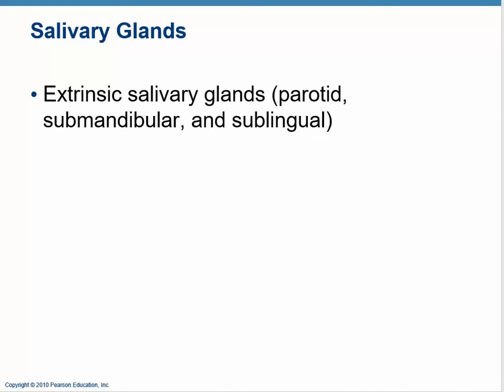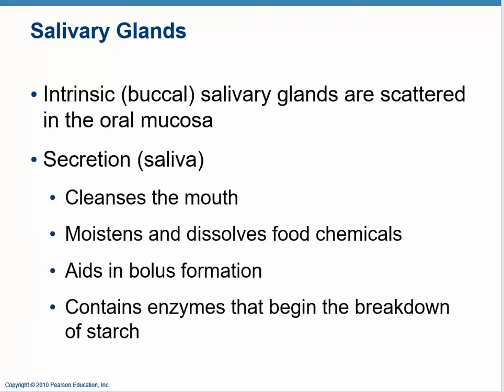The ones that are underneath your mandible, your lower jaw, are submandibular. The ones underneath your tongue are the sublingual. And these produce the majority of the saliva. The intrinsic ones are all through the oral mucosa, and they basically produce enough saliva to keep your mouth wet. They're responsible more for that. So the saliva is what's secreted by these, and they have a number of functions.